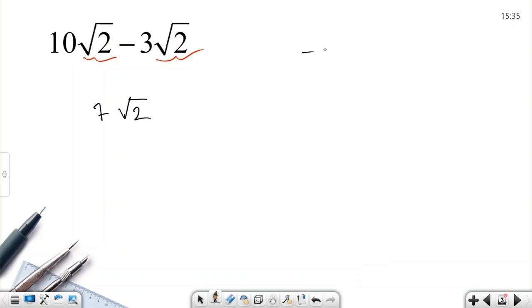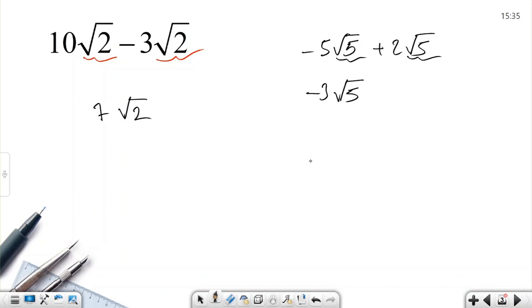Let's make one more example. Negative 5 square root of 5 plus 2 square root of 5. As you see, square root of 5 and square root of 5 are like terms. Negative 5 plus 2 makes negative 3 square root of 5.